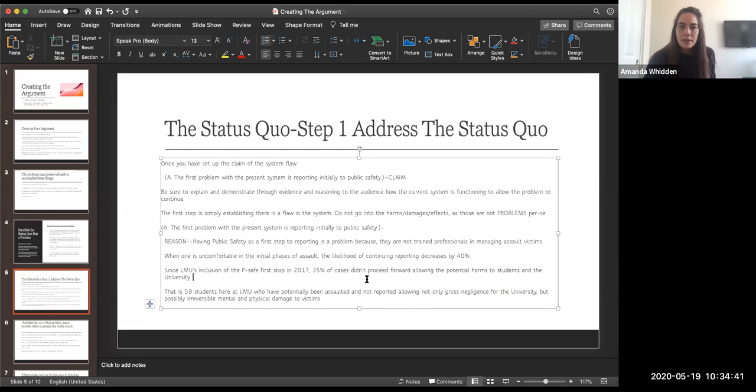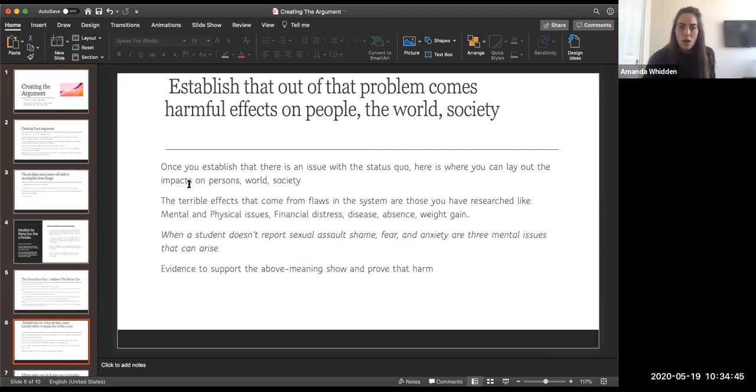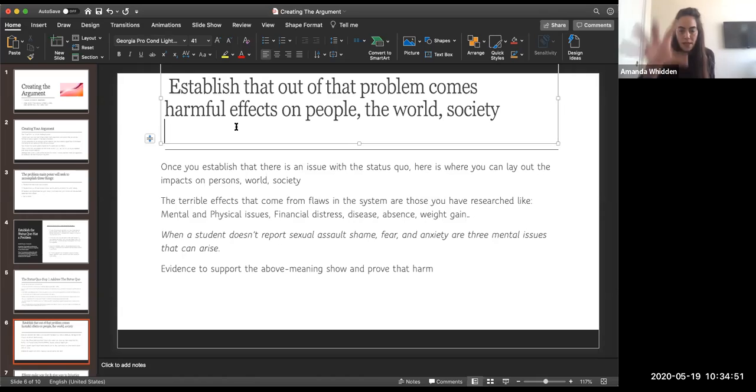So the effects that I'm going to be going into are going to be establishing those problems, the harmful effects on people in the world. So I've said that there is a problem with the status quo. It is failing. It's not allowing individuals through. When people don't report, it allows for potential harms to come in. Let's see what those harms are.